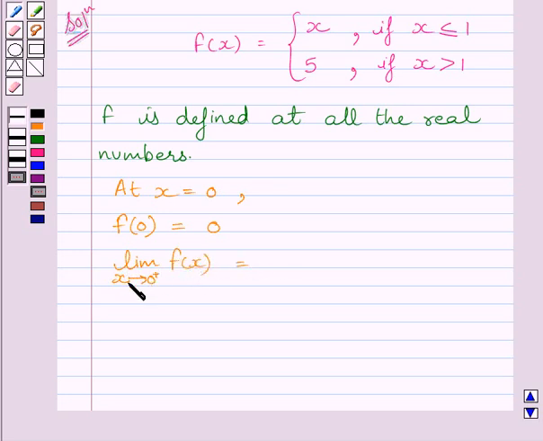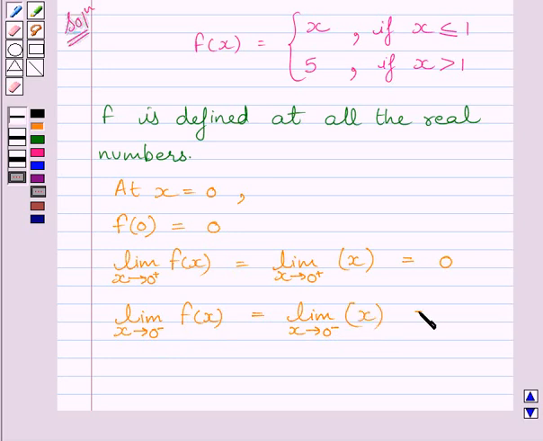This is equal to the limit of x tending to 0 plus f(x), which can be further written as the limit of x tending to 0 plus x, which is equal to 0. Similarly, we can find the left hand side limit of the function at x = 0. This is the limit of x tending to 0 minus f(x), which can be written as the limit of x tending to 0 minus x, which is further equal to 0. Now clearly we can see the value of the function is equal to the right hand side limit, equal to the left hand side limit of the function at x = 0.